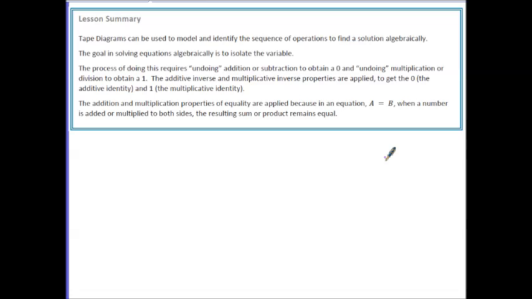The addition and multiplication properties of equality are applied because in an equation A equals B, when a number is added or multiplied to both sides, the resulting sum or product remains equal.